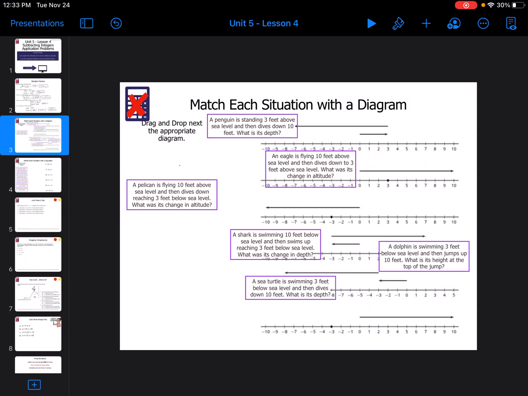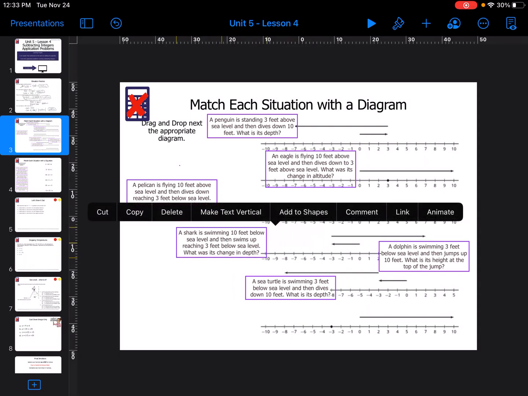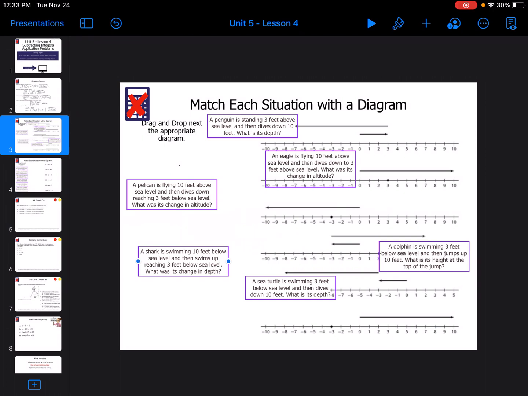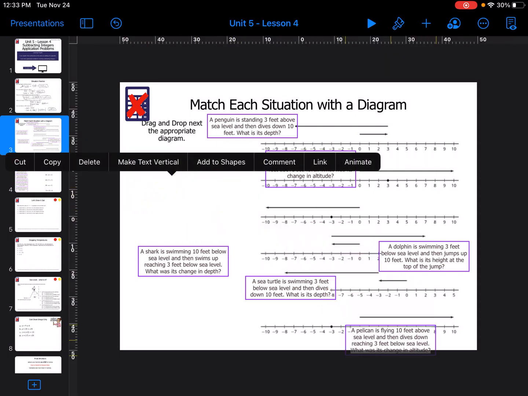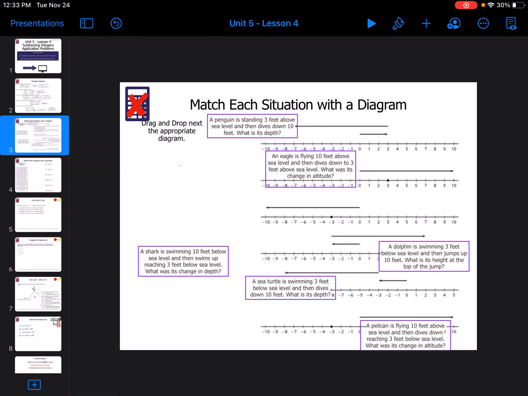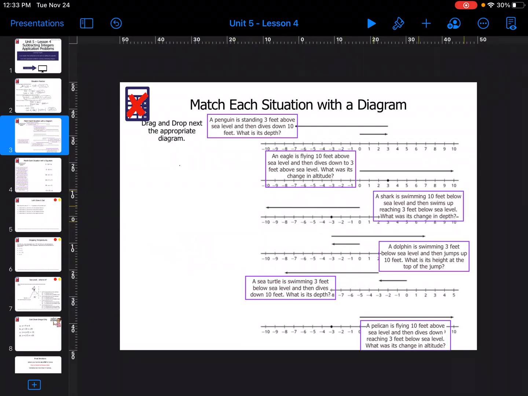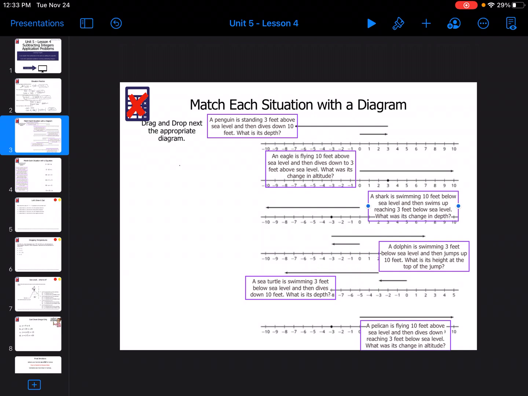Now, I know this one can't be right because if we're below sea level, it shouldn't be there. So let's think about that. So a pelican is flying 10 feet above sea level, and then it dives 3 feet below sea level. So I think this one goes here because it's 10 and then it lands at negative 3. So then let's check this one. The shark is swimming 10 feet below sea level and then swims up to 3 feet. So it must go there because it's still below sea level because the shark is going to be at a negative number. So see how you kind of have to put it where you think it goes and then work on your reasoning. Think about it.